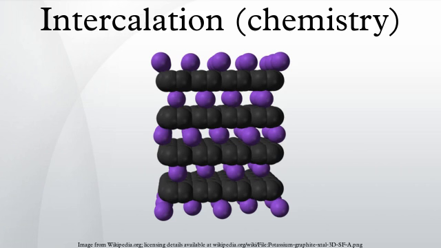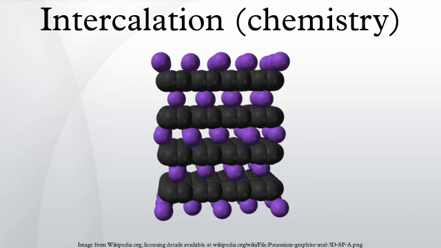In chemistry, intercalation is the reversible inclusion or insertion of a molecule into compounds with layered structures. Examples are found in graphite intercalation compounds. Many layered solids intercalate guest molecules. A famous example is the intercalation of potassium into graphite.